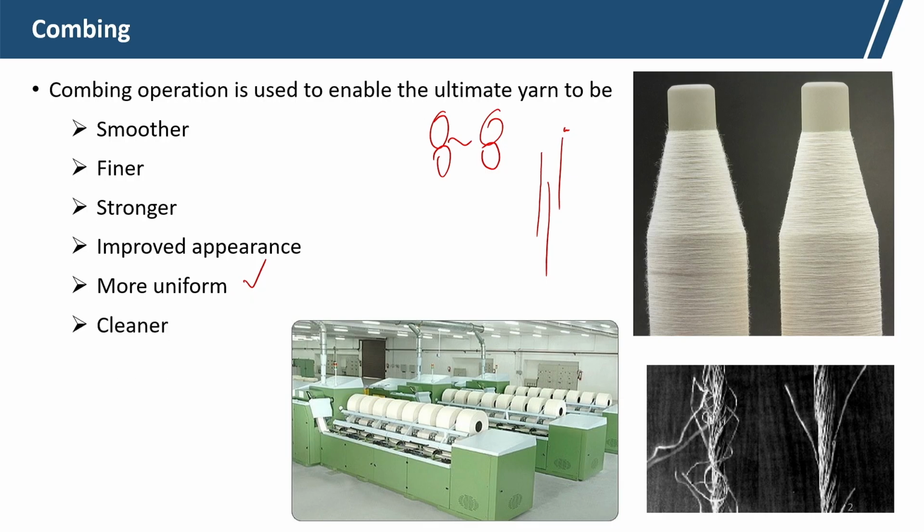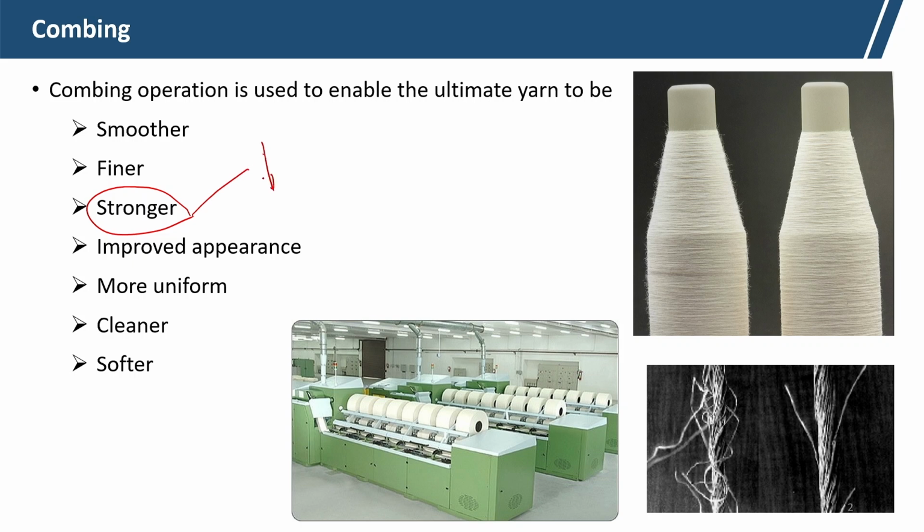It becomes cleaner, as I have mentioned, and we get softer yarn. The reason being that we get stronger yarn due to more and more overlap. Now, here one thing we can do: we can reduce the twist to get equivalent strength. So, we can reduce the twist for combed sliver, to produce combed yarn.